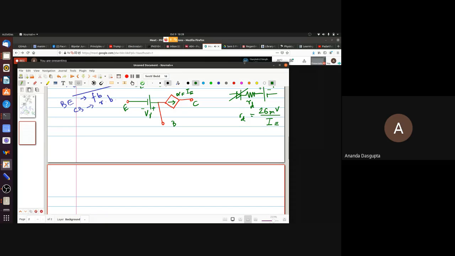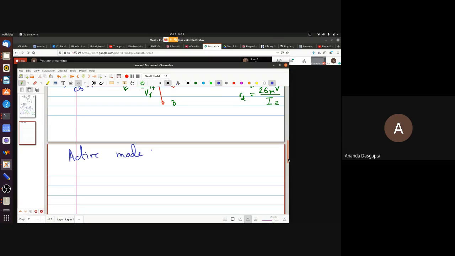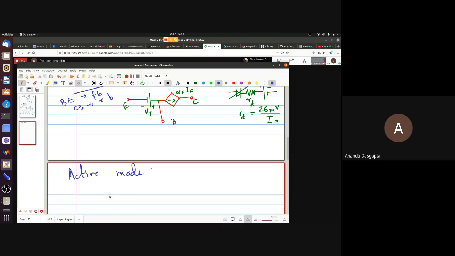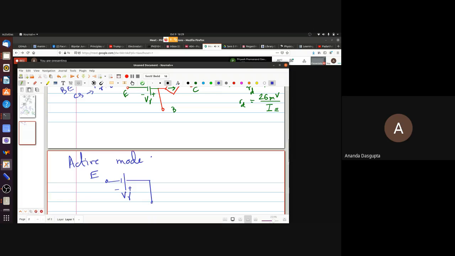So if everybody is with me so far, this is what we have. In the active mode, I can approximate the Ebers-Moll model. By the way, the Ebers-Moll model is already an approximation. It's a simplification of the actual transistor, but it's a higher level approximation. But in the active mode, what you can do is simplify it further and replace it by this. Emitter, then you have the base, and you have a current of alpha F I. So by convention again, IE and IC are going in, IB is also going in.